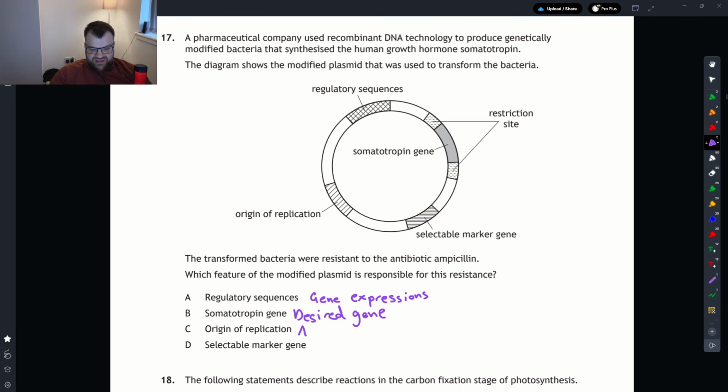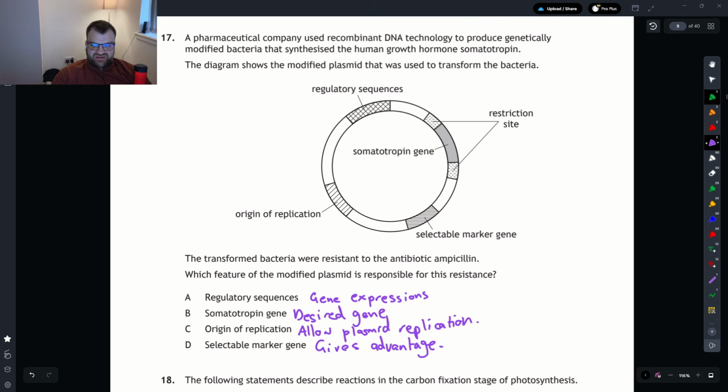The origin of replication allows the plasmid to be replicated. Then the marker gene gives an advantage to the host cell. Well, the advantage here is that if there's an antibiotic present, it's resistant to it. It will be able to survive and grow, the modified bacteria, not the other ones.